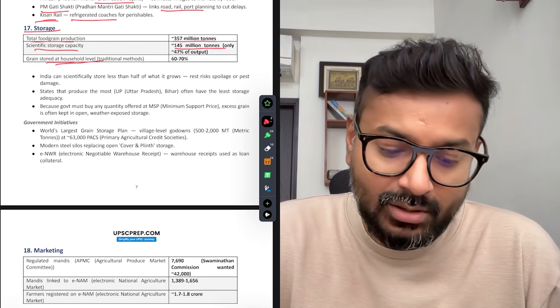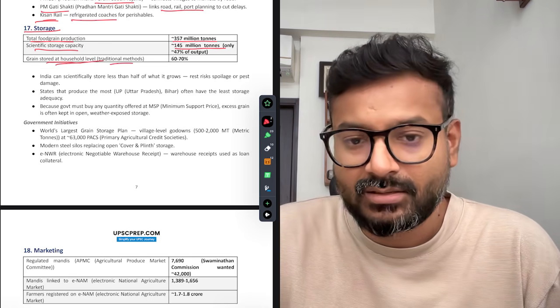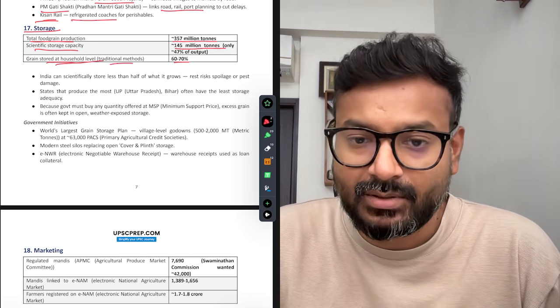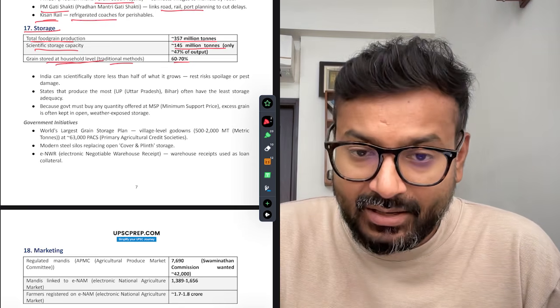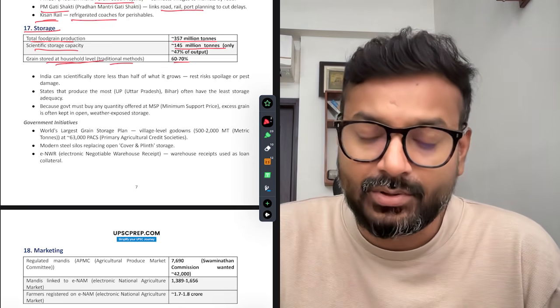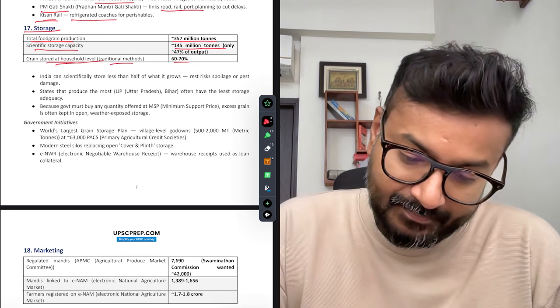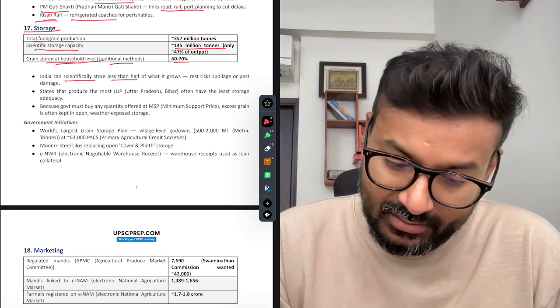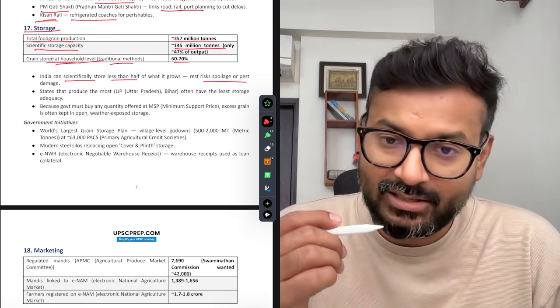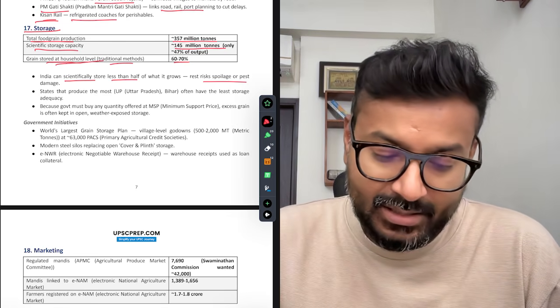Mostly at the household level using traditional methods. We are storing 60 to 70% at the household level, which is not very scientific, and that leads to a lot of post-harvest losses. So scientifically, we are storing less than half. So for the rest, there is a lot of spoilage, a lot of pest attack, pest damage.